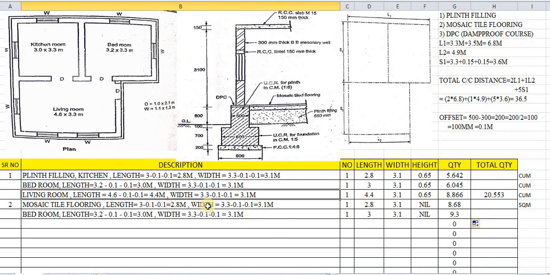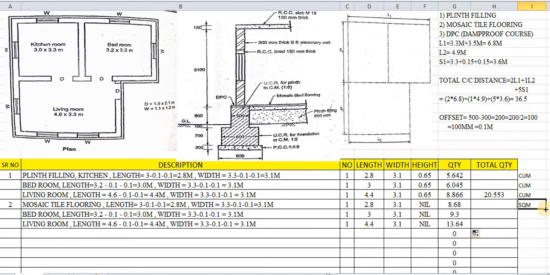What about the living room? The living room will again be the same. So what is the quantity for the living room? Living room is 4.1, quantity one number is there. It is 4.4, 3.3, nearly the same, again the quantity is the same. So these are the three quantities which have been provided for the mosaic tile flooring.